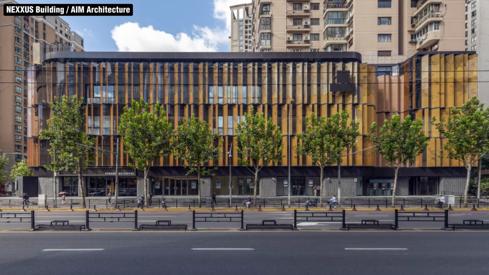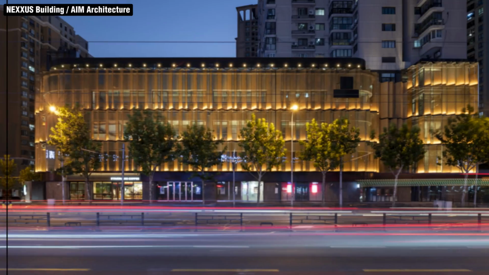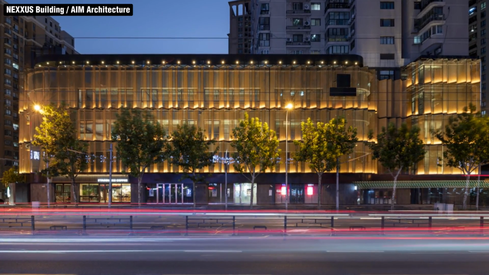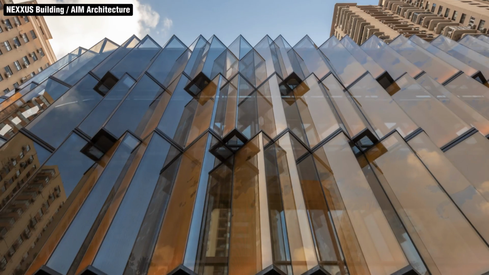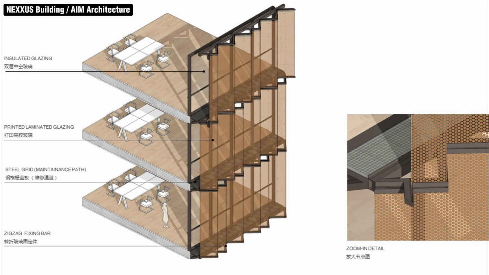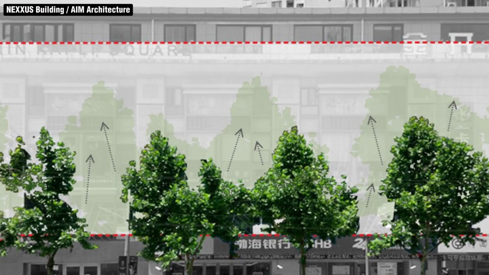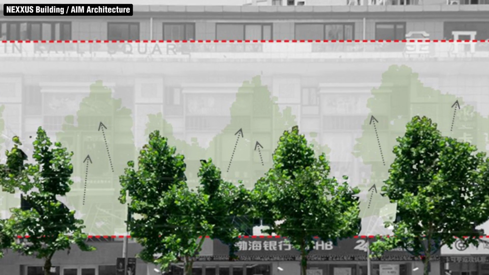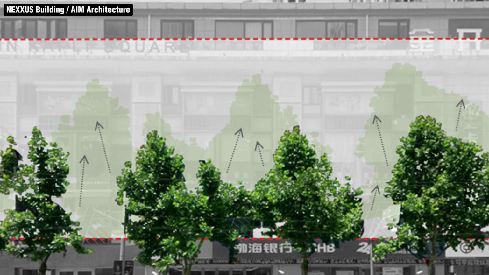The Nexus building, located on a busy street, consists of office and commercial spaces. Zigzag-shaped panels are used on the facade to protect against sound and light effects. In addition to these panels, the trees on the street will also help reduce traffic noise.